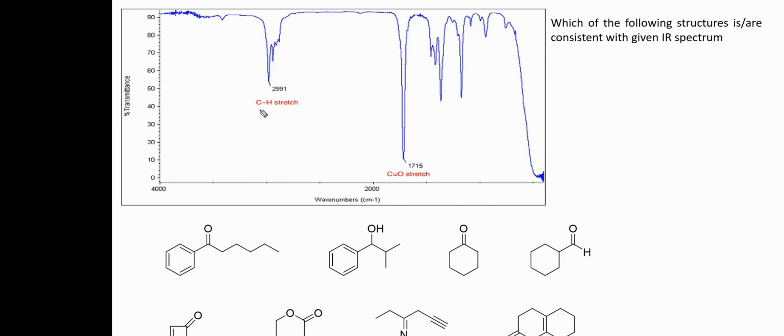Okay, so you have a CH stretch. Okay, what kind of CH is it? We will talk about that. And you also see a C double bond O stretch. Okay, what kind of C double bond O is it? We will talk about that. But these are the two major things, all right?